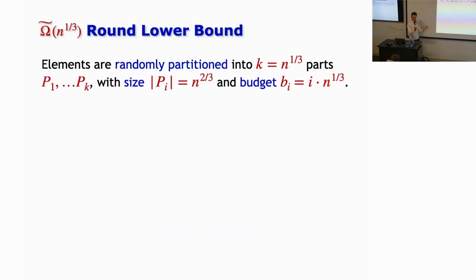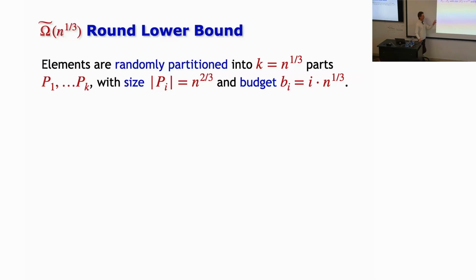And so what exactly is the lower bound instance? It's actually just a very concrete family of matroids. What we're going to do is take our elements. Again, there are n elements in the ground set. And we're going to randomly partition them into n to the 1/3 many parts. Because we have n elements and n to the 1/3 parts, the size of each part will be n to the 2/3.